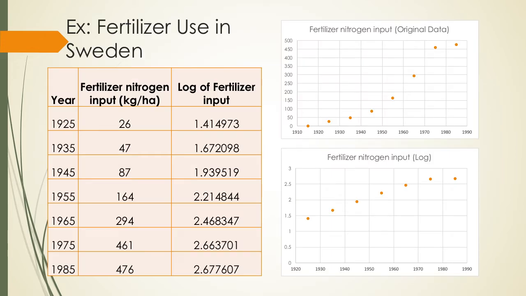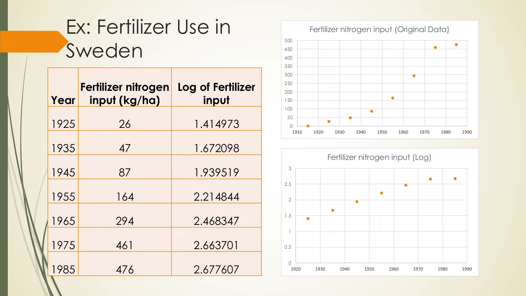Let's apply this idea to the fertilizer data we considered earlier. I've included the original data in the first two columns of the table. The third column shows the log of the fertilizer input. For example, log base 10 of 26 is 1.4. The top graph shows the plot of the original data. The data seems to follow an exponential model, but this is hard to eyeball easily.